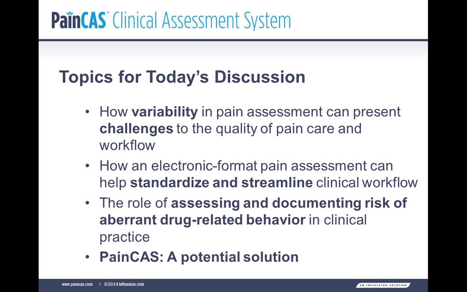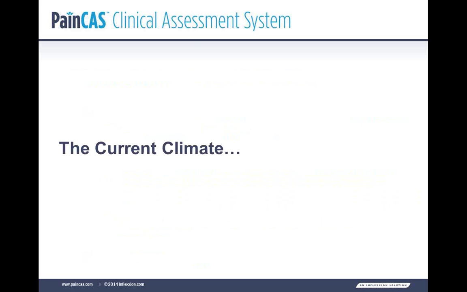The topics for today's discussion are how variability in pain assessment can present challenges to the quality of pain care and workflow in the clinic and institutional setting. Also, we'll talk about how an electronic format pain assessment can help to standardize and streamline clinical workflow. We'll talk about the role of assessing and documenting risk of aberrant drug-related behavior in clinical practice, and this particularly is important when opioids are an appropriate component of chronic pain management. And lastly, we'll talk about PainCAS, a potential solution to some of the problems I'm going to identify.